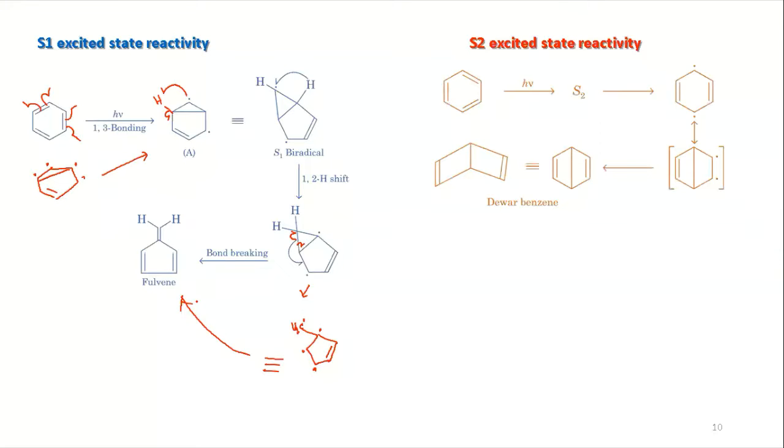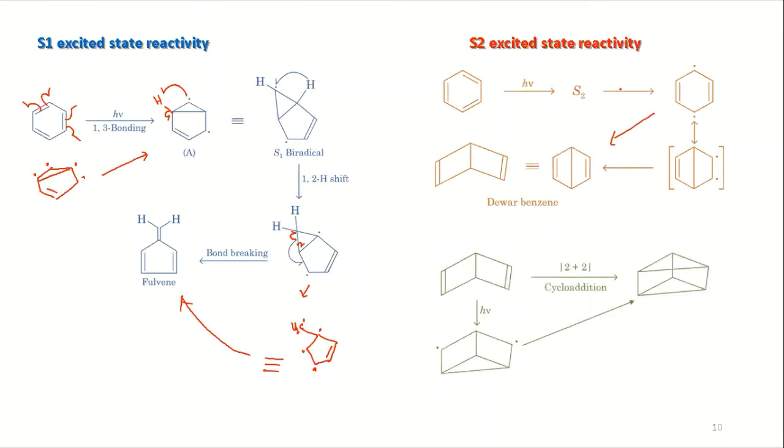Now if you do S2 excitation, what can happen? As I told, it will generate a 1,4 or 1,2 biradical. This 1,4 biradical can form the 1,2 biradical also. This way it will make dimer benzene. These two will be combining and you have the dimer benzene.